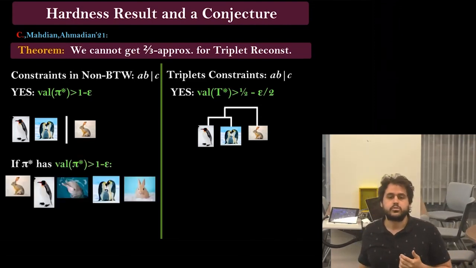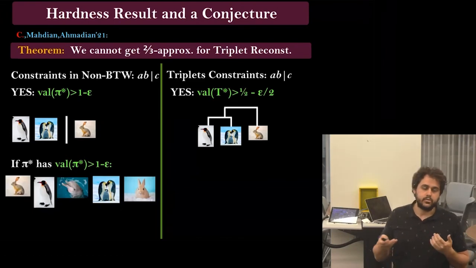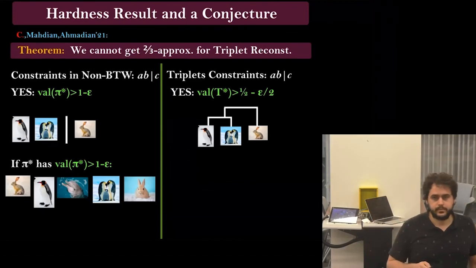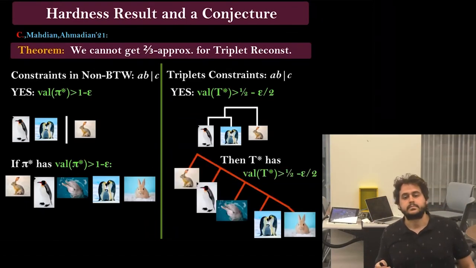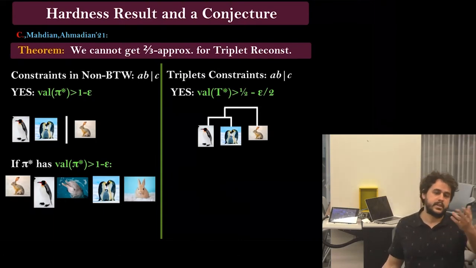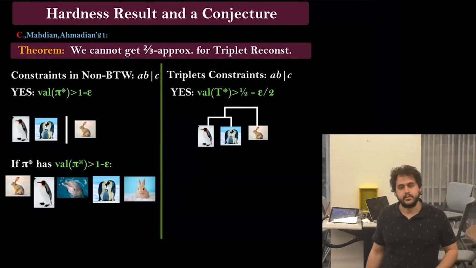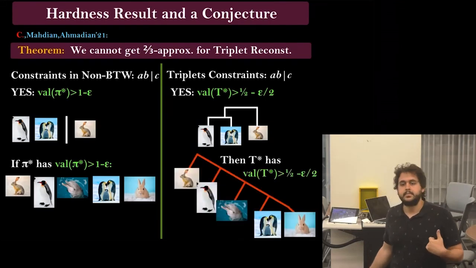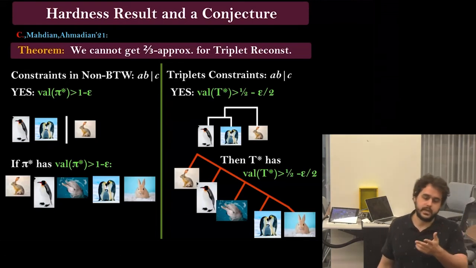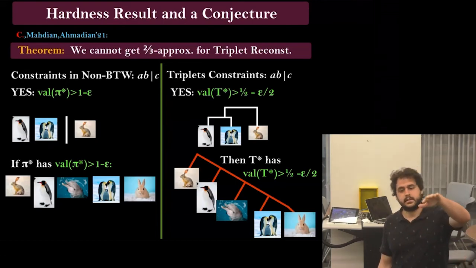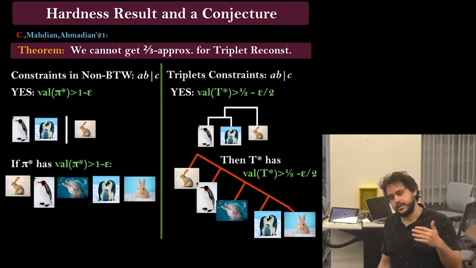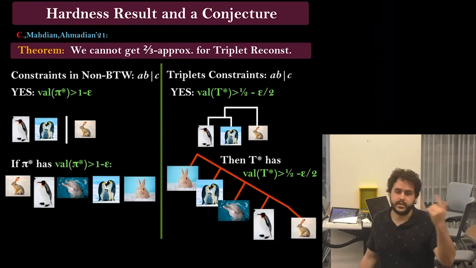So what do we want to show? We want to show that if a good permutation exists in the non-betweenness instance, there will also be a good tree. And it turns out that if there's a good permutation on the left that satisfies many of the non-betweenness constraints, then I can construct a tree which is very simple. It's actually a caterpillar in this case. And it's either the caterpillar tree that puts the leaves according to the permutation or the reverse of the permutation.